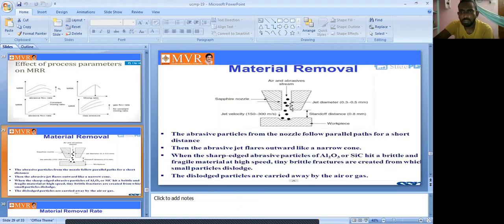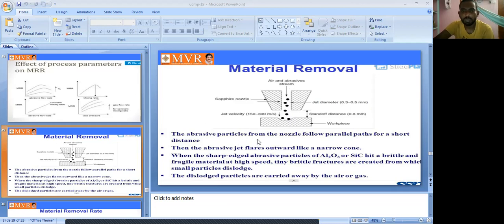So it is a jet diameter. Jet diameter is nothing but 0.3 to 0.5 mm. So air and abrasive stream: here we are mixing the air plus abrasive particles, which is called the abrasive stream. The velocity of these particles is 150 to 300 knots. They touch the workpiece and remove the metal from the workpiece. So this operation we can call the abrasive jet machining process.